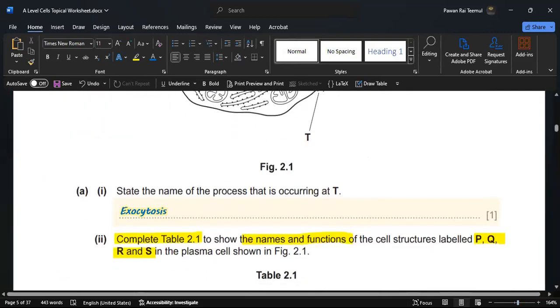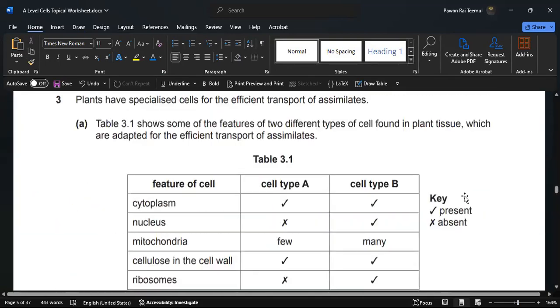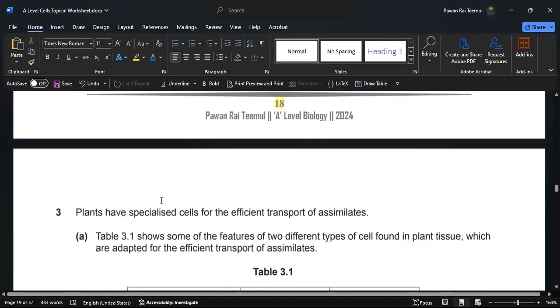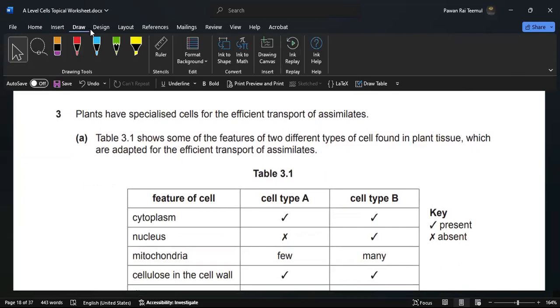Next question. How do we reach there already? Okay, next question now. Since I've not put any new reference here for the date and stuff, I suppose it's just the same paper. Anyway, plants have specialized cells for the efficient transport of assimilates, and table 3.1 shows some of the features of two different types of cell found in plant tissue, which are adapted for the efficient transport of assimilates.